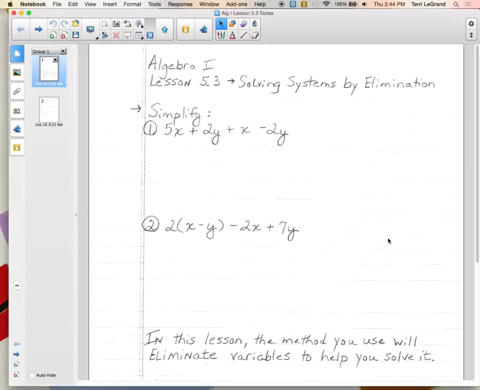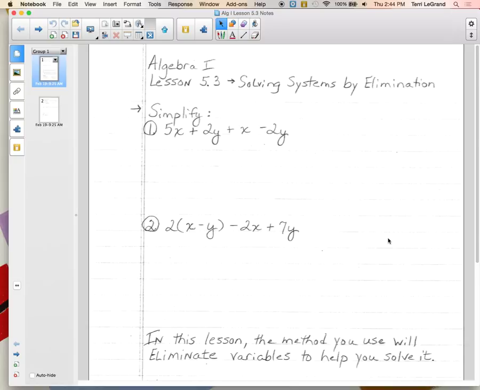We're going to learn our final method of how we can solve systems of equations. The third and final method is solving by elimination. Okay? So I asked you to simplify these expressions. And what happened in number one? What happened when you were simplifying that four-term expression?